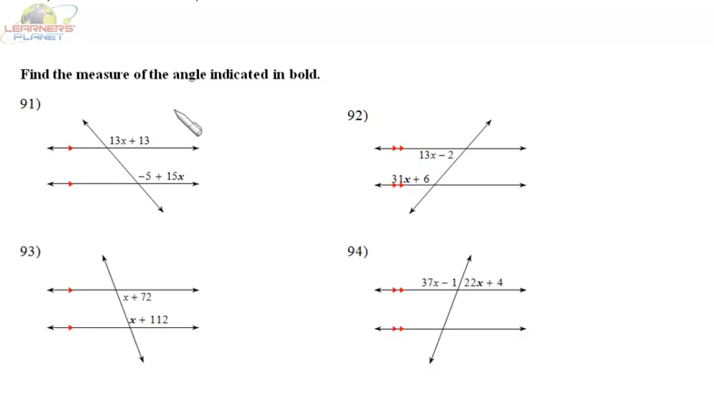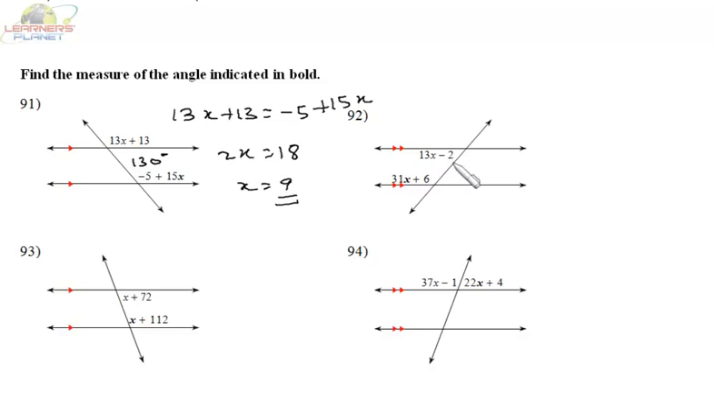So 13x plus 13 is 15x minus 5. So 2x is 18. So x will be 9. Now if x is 9, this angle will be 15 into 9 minus 5. And 15 nines are 135. So 135 minus 5 is 130. So this angle is 130 degree. I just put the value of x over here.